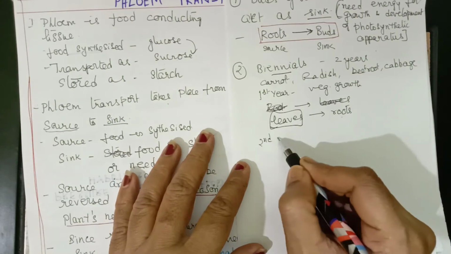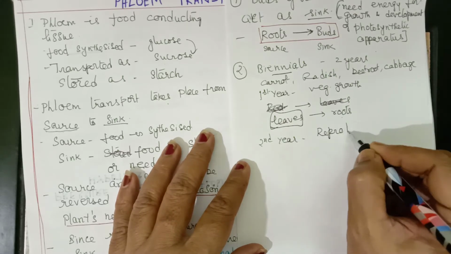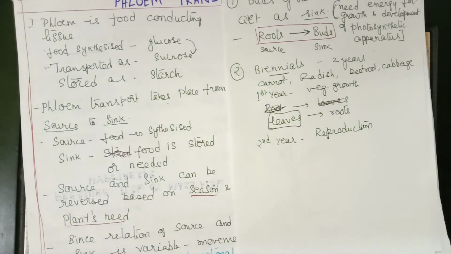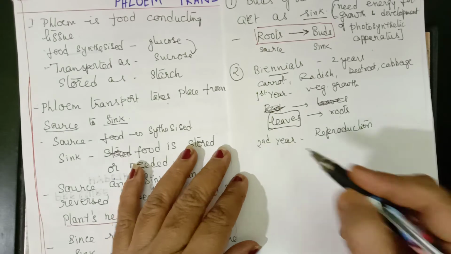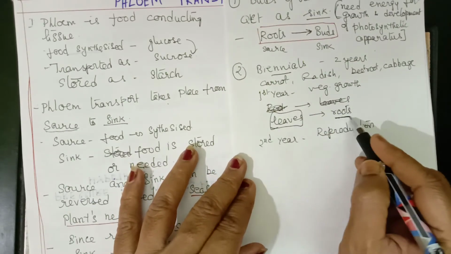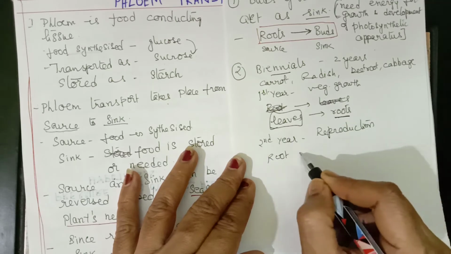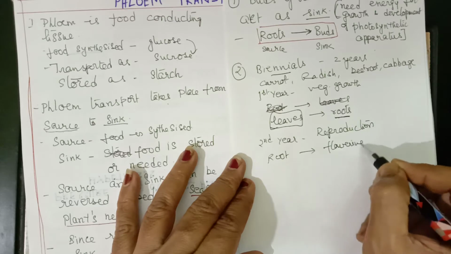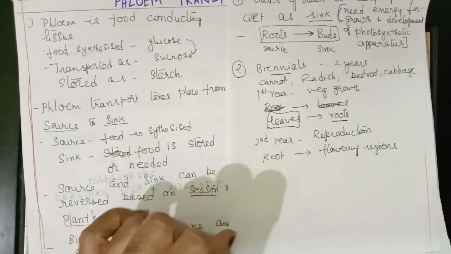In the second year, they show reproduction. During reproduction, food material and energy are required. So what happens? The food material which is stored in the roots during the first year is gradually transported from roots to the flowering regions.